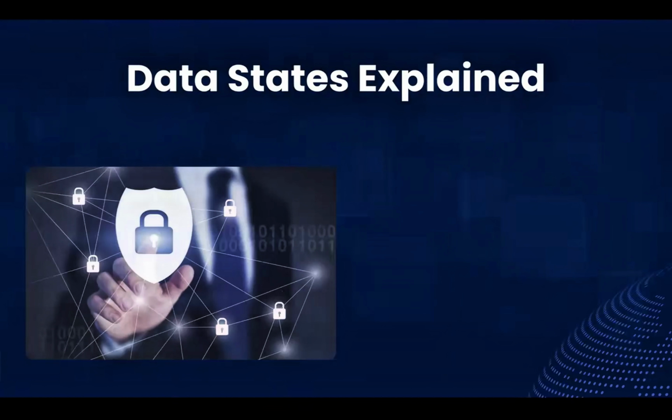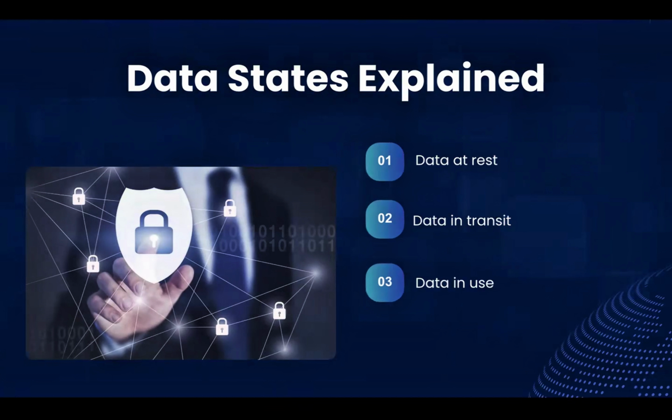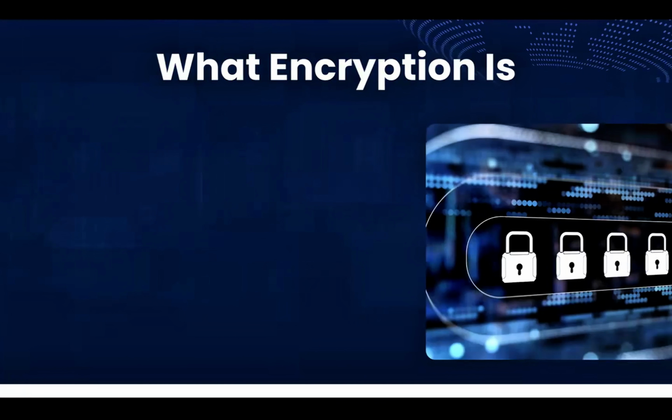Next, we have data states. Data exists in different states. We have data at rest, which is stored on disks or databases. We have data in transit, that is the data moving across networks. We have data in use, that is the data that is being actively processed in memory, and each state requires specific protection controls.